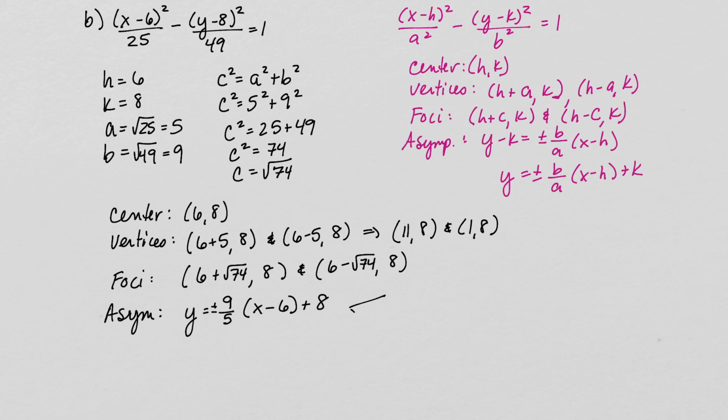So again, we have two solutions. One is y equals 7/5 times (x minus 6) plus 8, and the other is y equals negative 7/5 times (x minus 6) plus 8. So it's really just plug and chug once you look stuff up on that sheet.